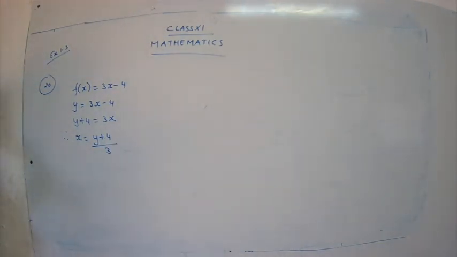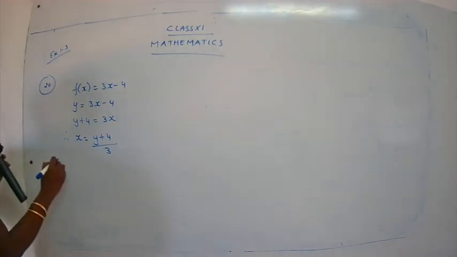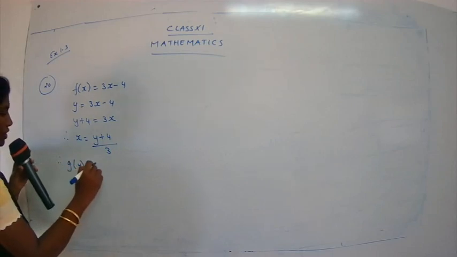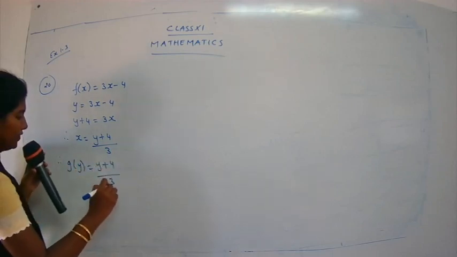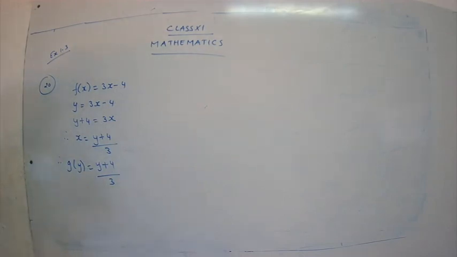What is the value for x? (y plus 4) upon 3. And I have told you that x is g of y. Good. So write down: therefore, g of y is equal to (y plus 4) upon 3. I hope you have got this answer. You have written f of x in terms of y, and once you get the value, you have to change this in terms of x and write it as g of y. Got the value?